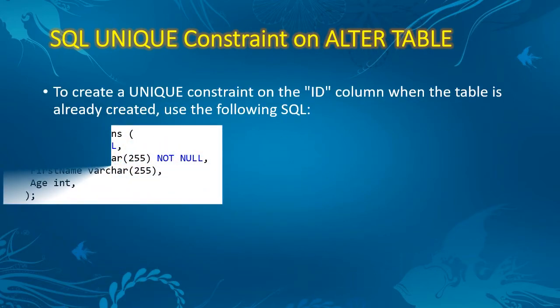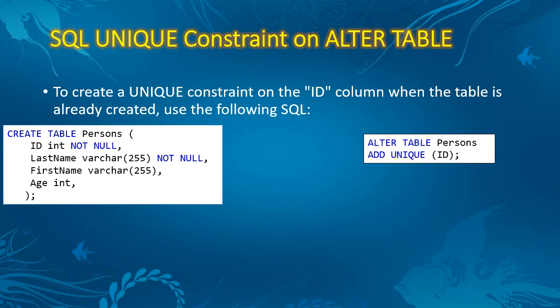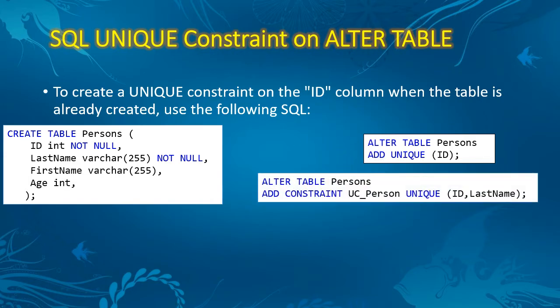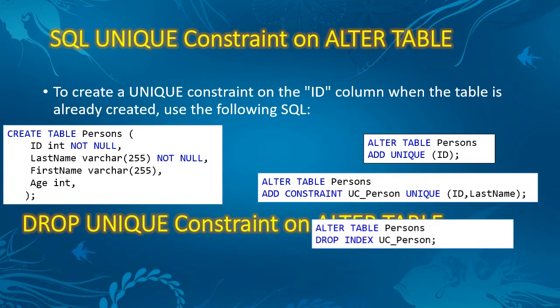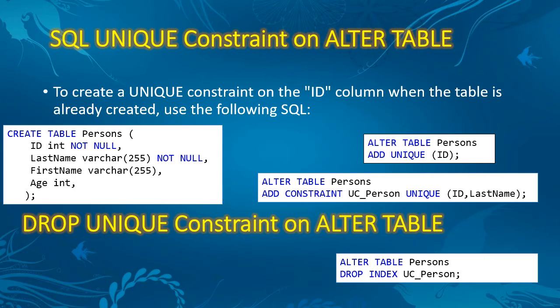After creating a table, if later you want to add the unique key, you should use: alter table persons add unique of ID. In another way: alter table persons add constraint, constraint name is UC underscore persons, and unique ID comma last name. Here two columns are set as a unique constraint. ID and last name have the unique constraint. If you want to remove the unique constraint, you can use the query: alter table persons drop index UC_persons. That UC_persons is the constraint name.